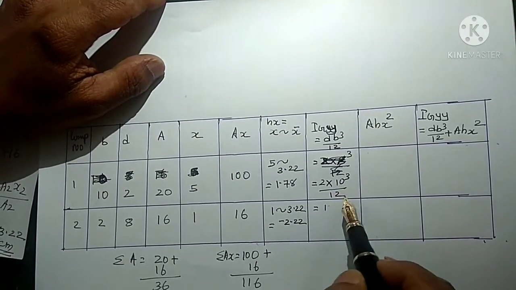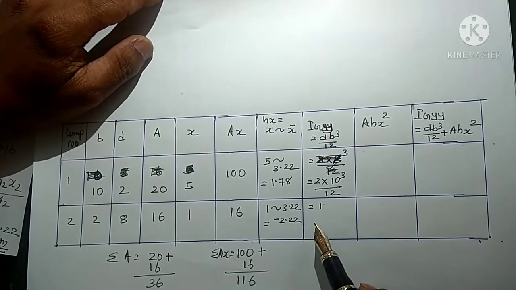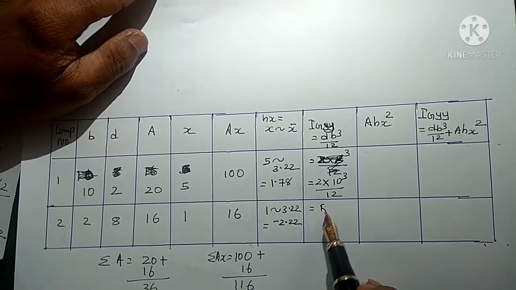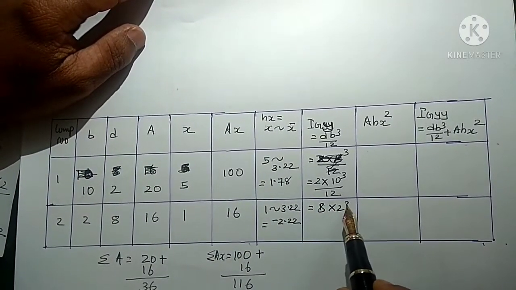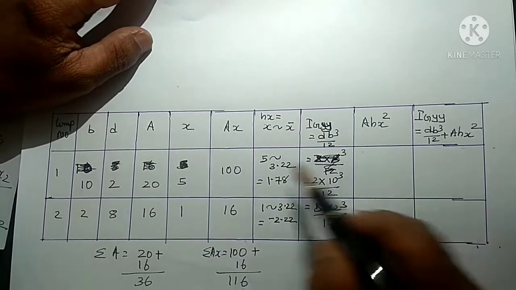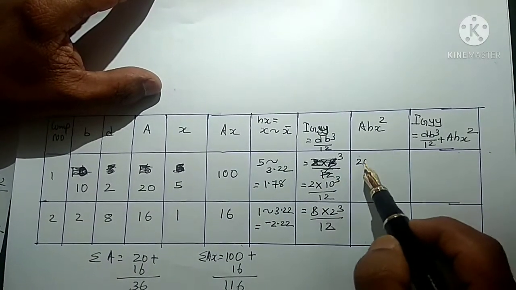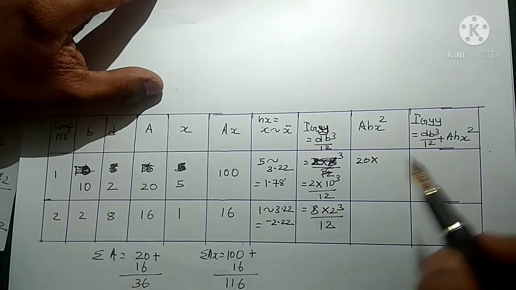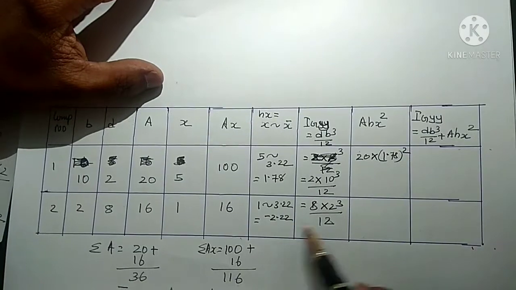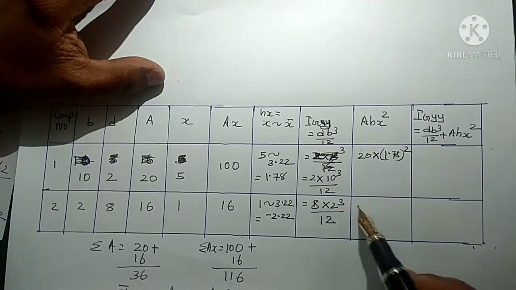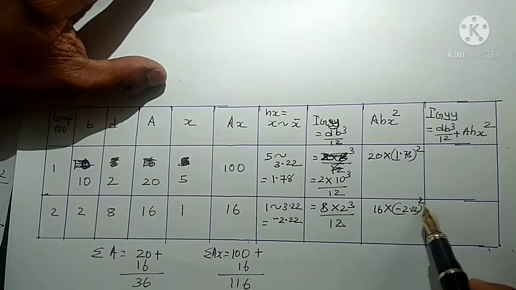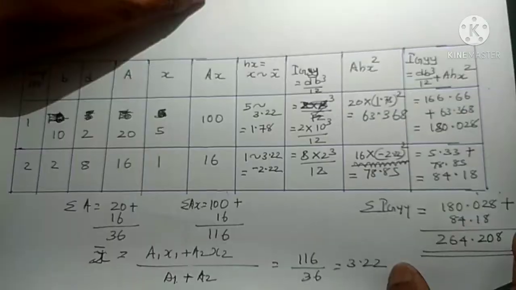And this is equal to D 2 into B 10 cube divided by 12. What about here? That is D value 8 into B 2 cube divided by 12. And what about here? A is equal to 20 into Hx, that is 1.78 whole square. And what about here? Area is 16 into minus 2.22 the whole square.